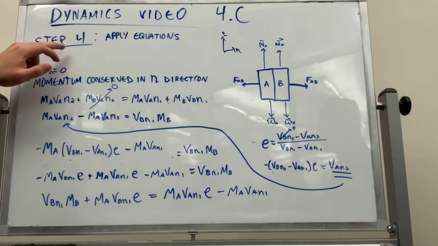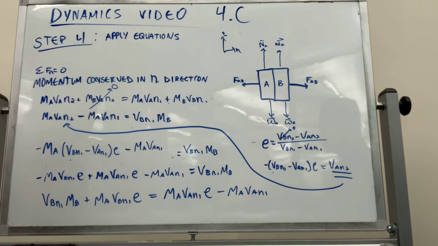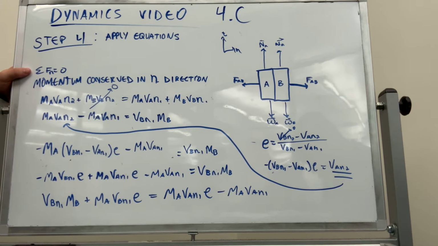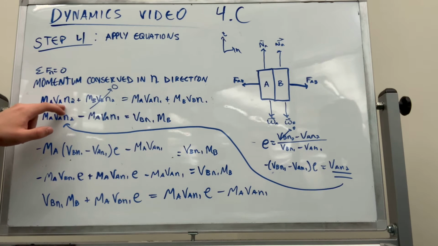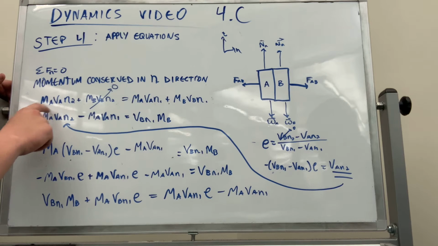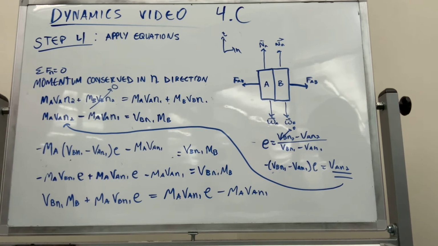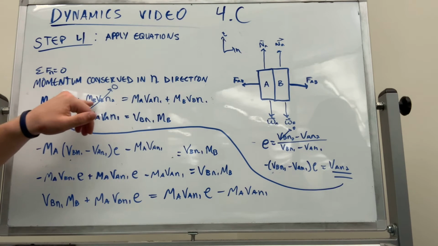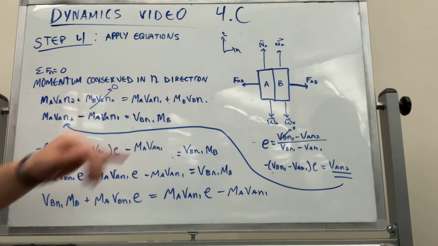This is the beginning for step four, applying the equations. Like in this problem, the forces in the N direction is 0, so momentum is conserved in the N direction. Now, this is the equation that we're given when momentum is conserved in the N direction. You have MA VAN2 plus MB VBN2 equals MA VAN1 plus MB VBN1. Basically, the momentum at time 2 is equal to the momentum at time 1.